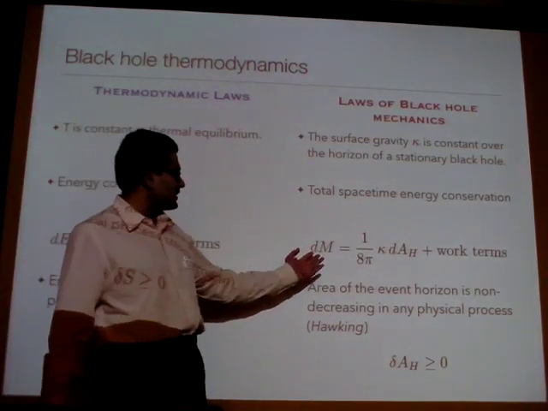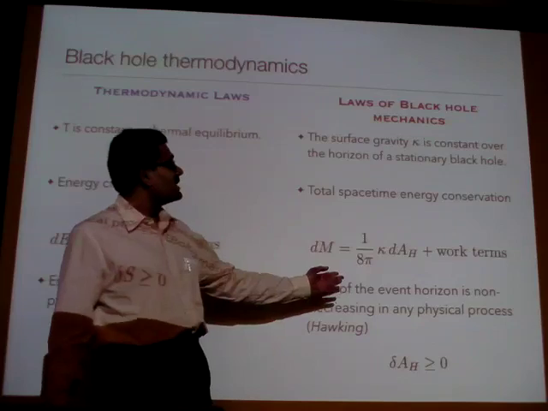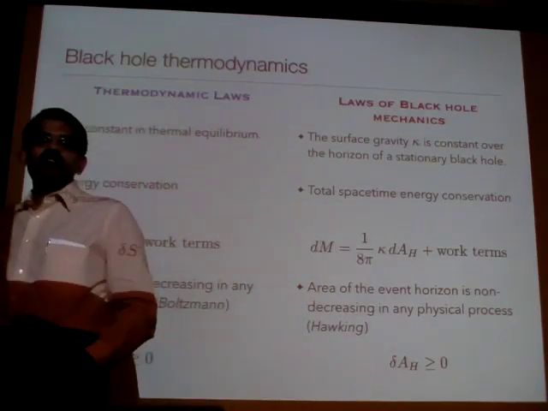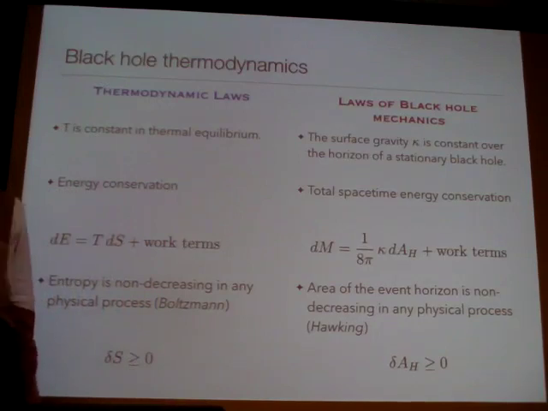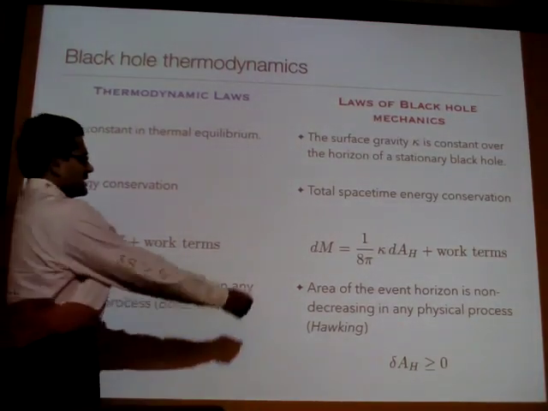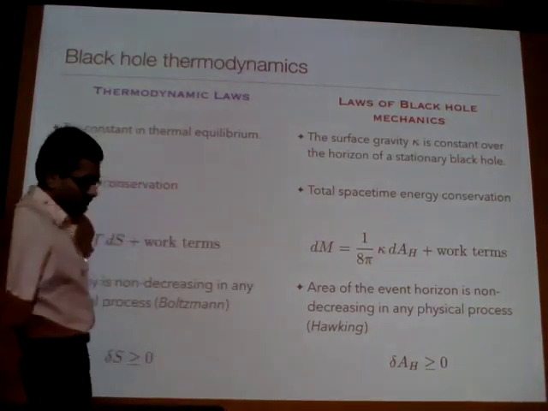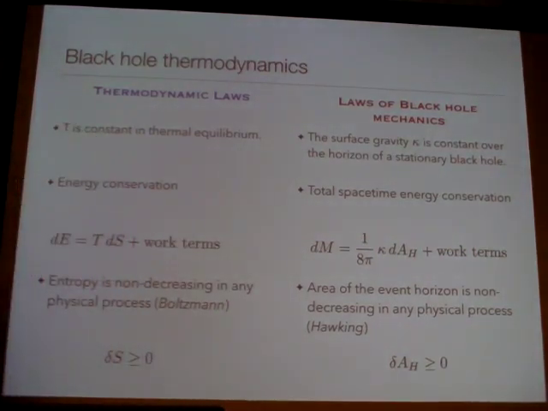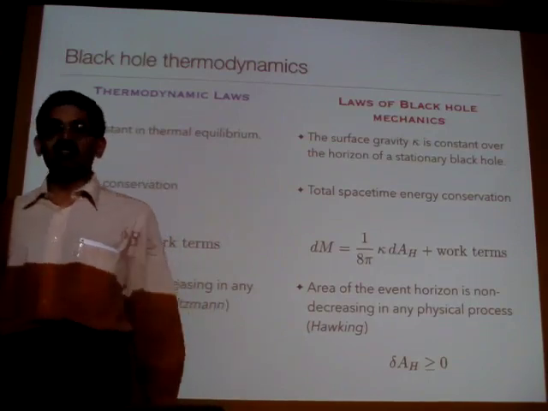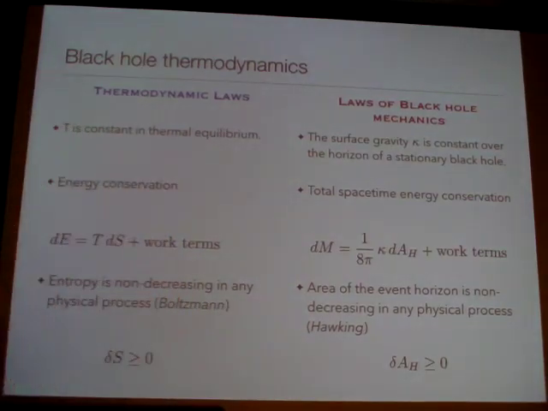Something similar happens here: the change in mass is related to the surface gravity times the change in area of the black hole. So I'm imagining a process where I throw a little bit of matter into the black hole and ask how much the energy changes. The energy changes by some small amount dM. At the same time, the area of the black hole also changes. And then there's a very famous theorem by Hawking, which says that the area of this black hole, the event horizon, is also non-decreasing, in analogy with the second law of thermodynamics.